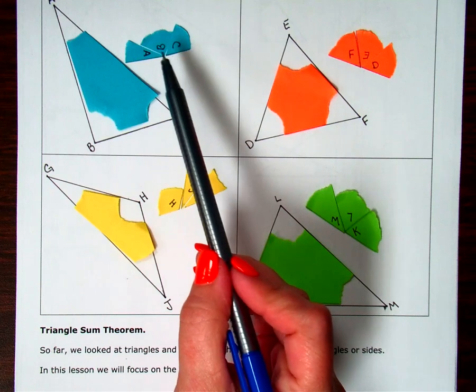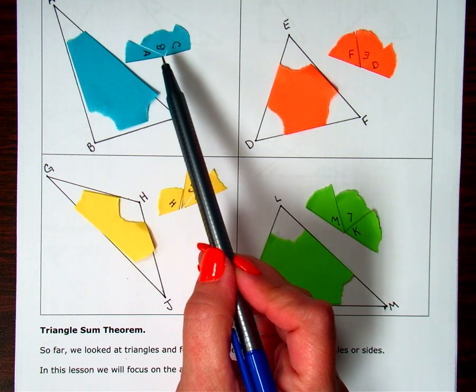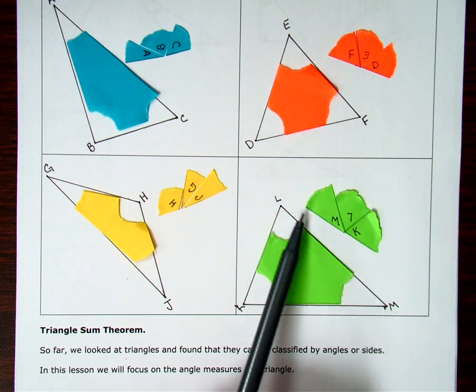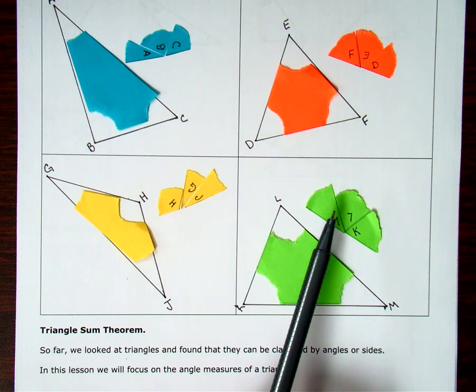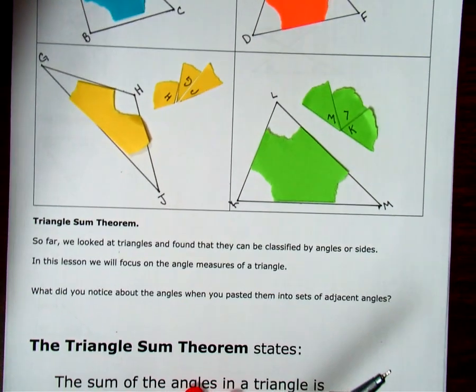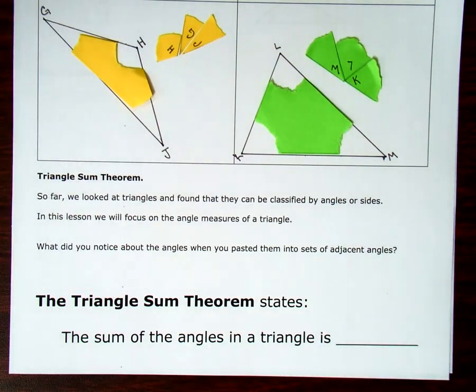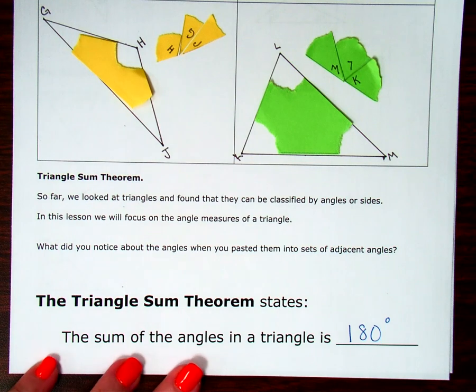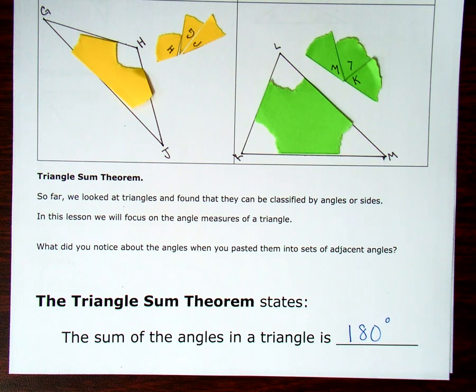We're going to look and see, what did we notice about these three angles when I put them together? They all had a line underneath them. They're kind of like linear trios, not linear pairs, but like linear trios. And how many degrees are there on one side of a line? There's 180 degrees on one side of a line. So our triangle sum theorem states that the sum of the angles in a triangle is 180 degrees. Okay? So every triangle you'll ever meet in your whole entire life, if you had a protractor and you measured its three angles, it would always add up to 180 degrees. Okay? In the next video, we're going to look at how we can put this into practice.